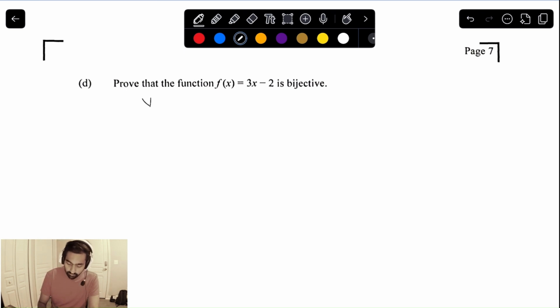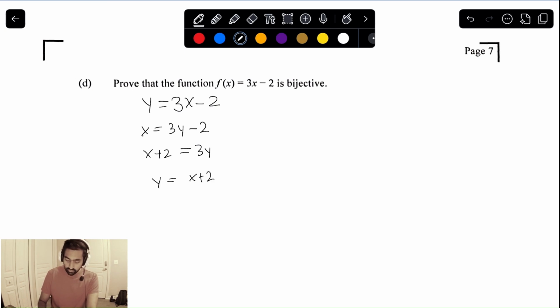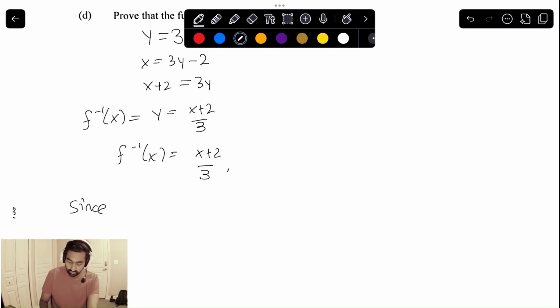The way to find an inverse is to first start with the function y is equal to 3x minus 2. Then I switch x and y. x is equal to 3y minus 2. And now I have to solve for y. x plus 2 is equal to 3y. y is equal to (x plus 2) over 3. And when I do this, this is equal to f inverse of x. So f inverse of x is equal to (x plus 2) over 3. And since f inverse of x exists, f of x is bijective.